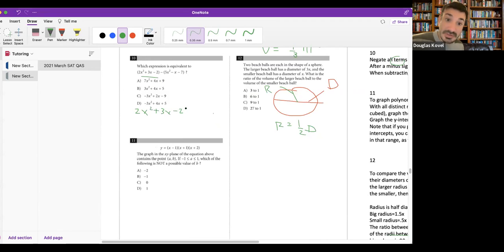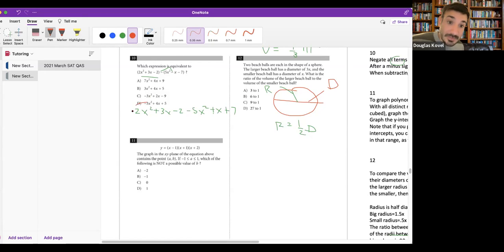And then here's where students tend to mess up. So then the negative 5x squared becomes negative 5x squared. So that part they do right. But then negative x actually becomes positive x because you have to distribute that negative. So negative 1 times negative x is positive x. And then negative 1 times negative 7 is positive 7.